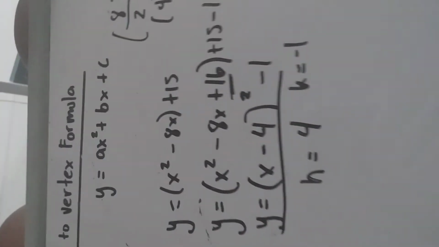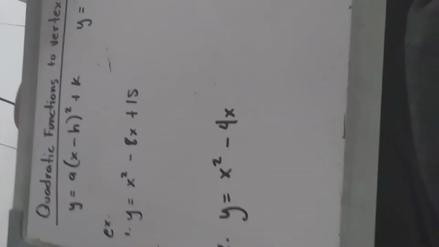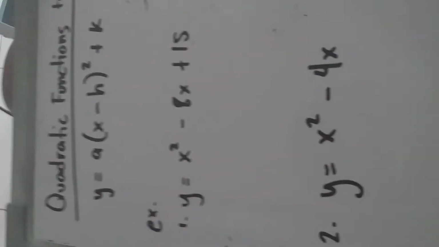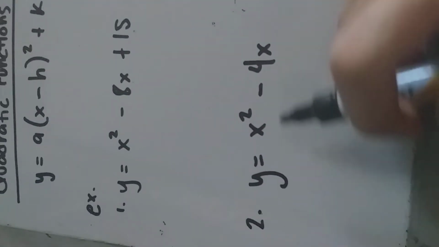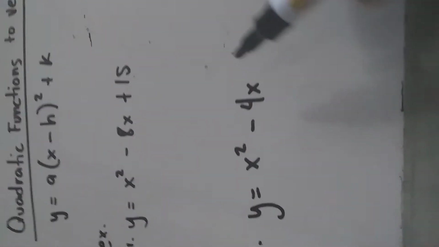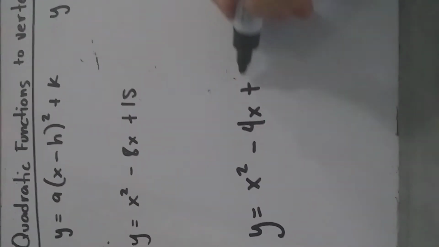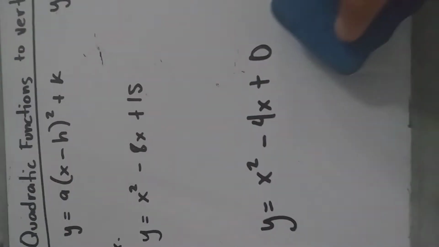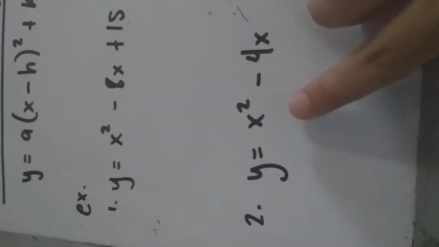And that's it. Now next, another example. Okay, so here's another example. Y is equal to x squared minus 4x. What if there is no constant? Well, looking at this, it is still in standard form because x squared is here and the x is here. If the c is not here, you will consider this as plus 0. You don't really need to write the 0, so don't mind 0. This is still in standard form because x squared is in the front.